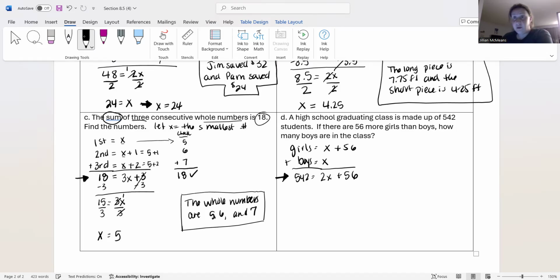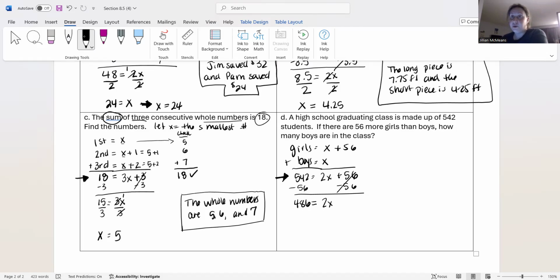I've got a single variable term. I would like to isolate it. So I need to start by subtracting 56. So just for the sake of time, 542 minus 56, we get 486 on the left. And then on the right, 56 minus 56 is just 0. 2x plus 0 is just 2x.